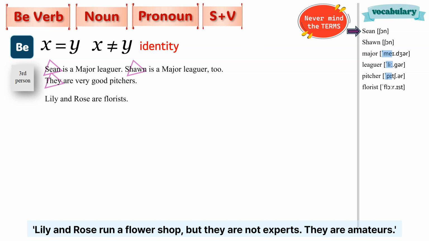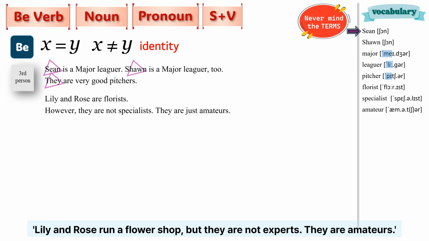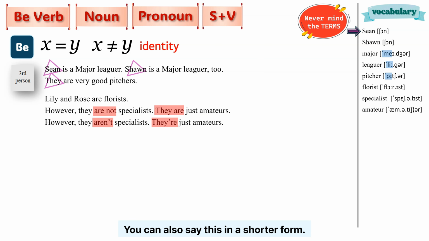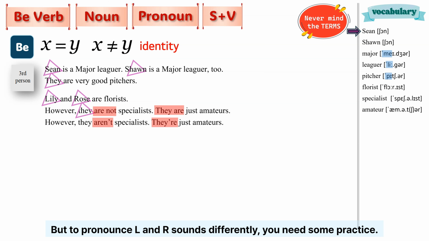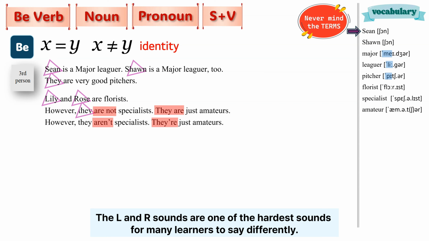Lily and Rose run a flower shop, but they are not experts. They are amateurs. You can also say this in a shorter form. Lily and Rose are specific names of flowers, so these are good names for a flower shop, right? But to pronounce L and R sounds differently, you need some practice. The L and R sounds are one of the hardest sounds for many learners to say differently.